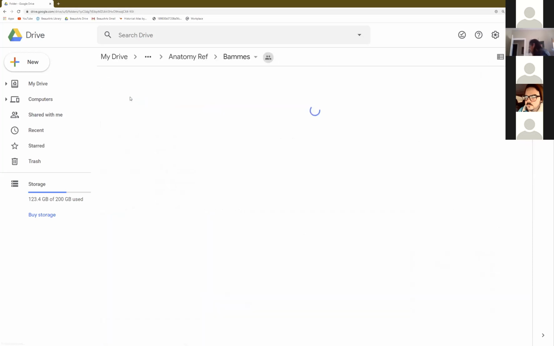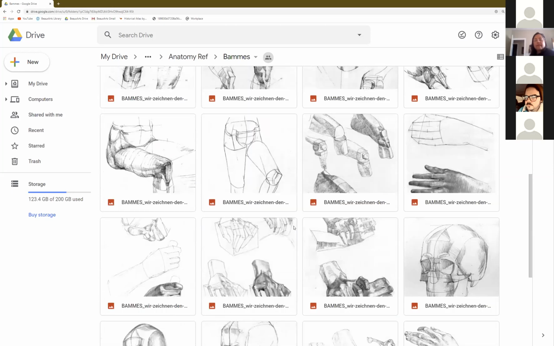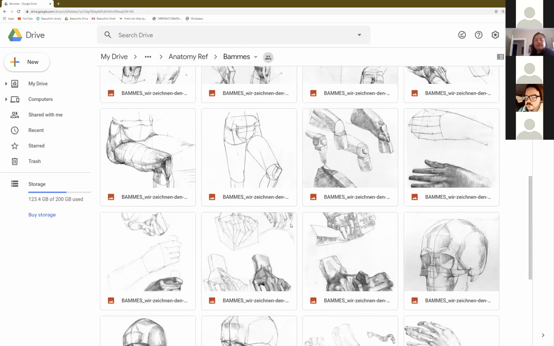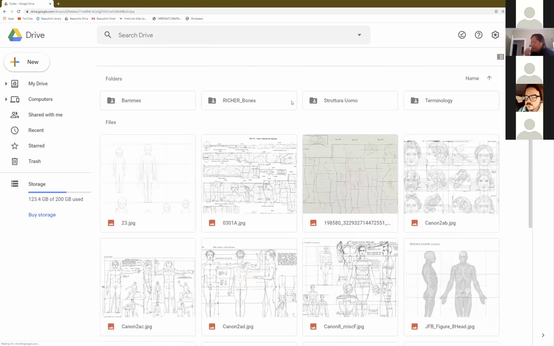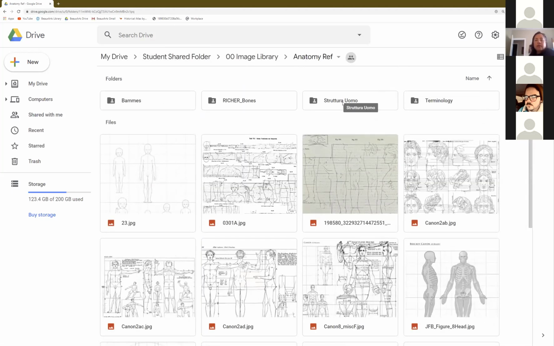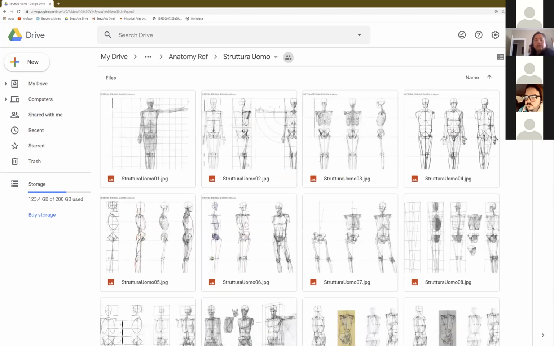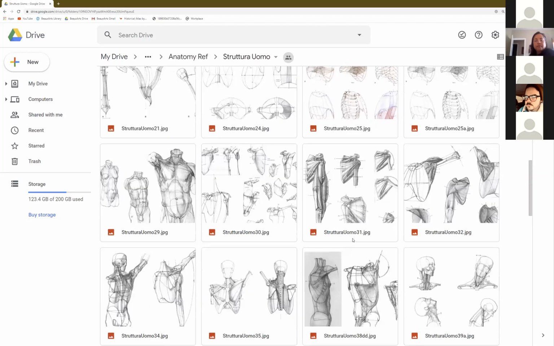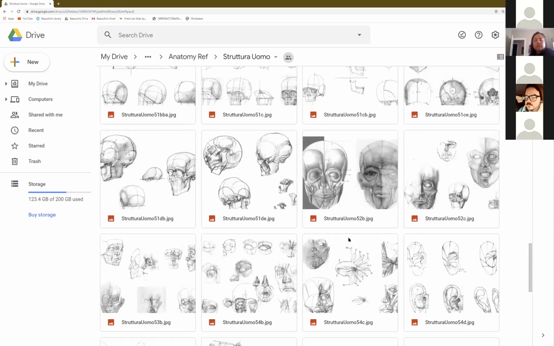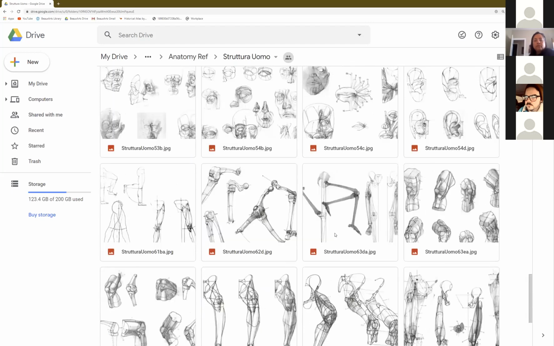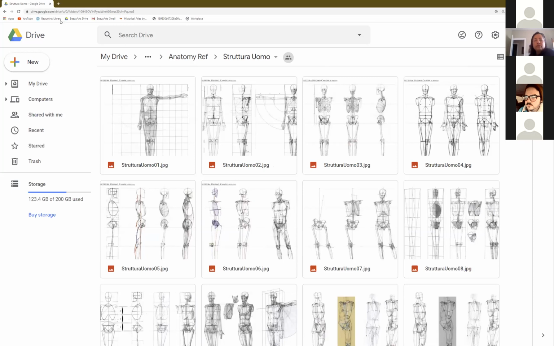Bames is the name of one author of an anatomy book, a German anatomy book. You may recognize some of these plates. Straturuomo is an Italian anatomy book, which is very helpful with simple construction schematics. And there's quite a lot here. That is an 8-head cannon.